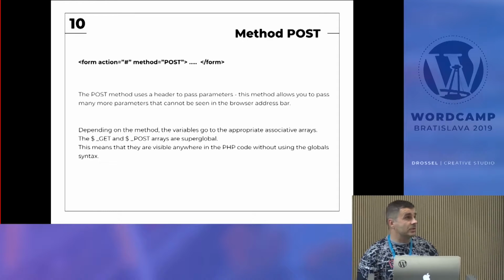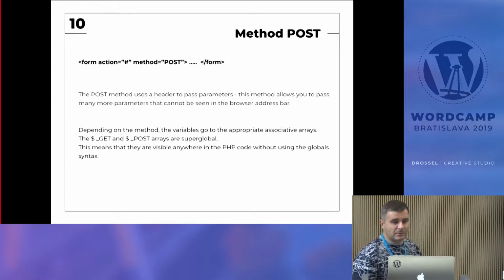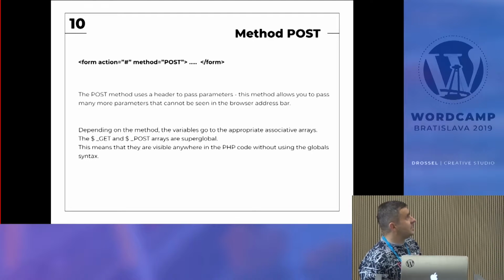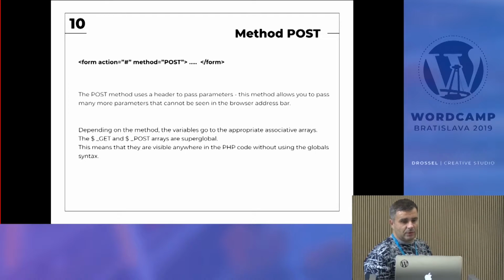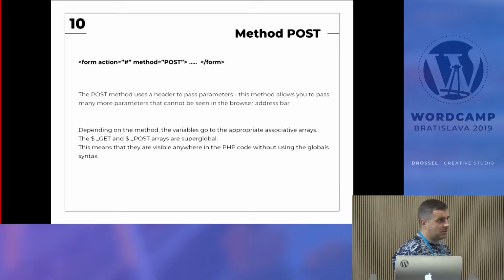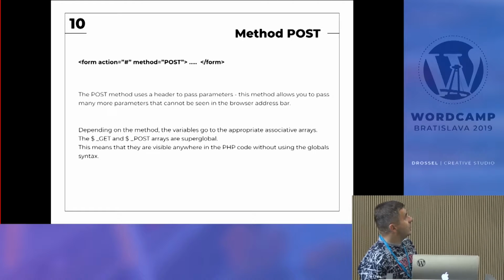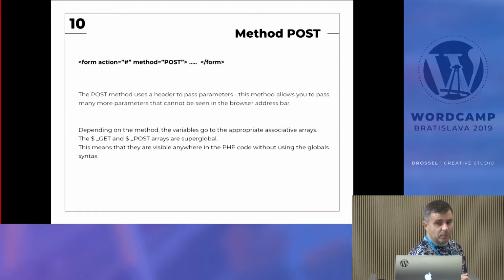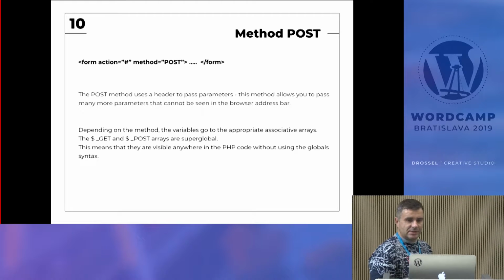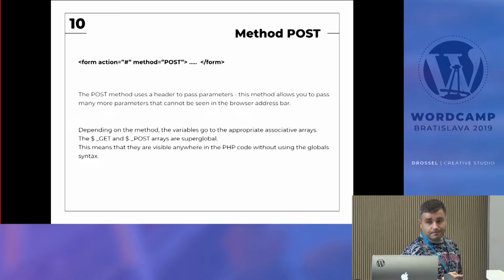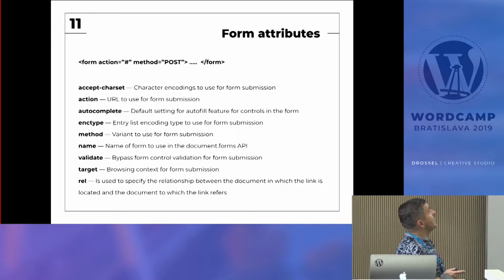The next method is the method post. The post method uses headers to pass the parameters. This method allows us to pass many more parameters than method get, and those parameters cannot be seen in the address bar, so it's safe. We can use this for example login form. And depending on the method, the data from our form is going to one of those super global arrays, the get and the post. Super globals means that the data from these arrays we can see anywhere in our PHP code. So it was the first attribute, important, but we have some more attributes.